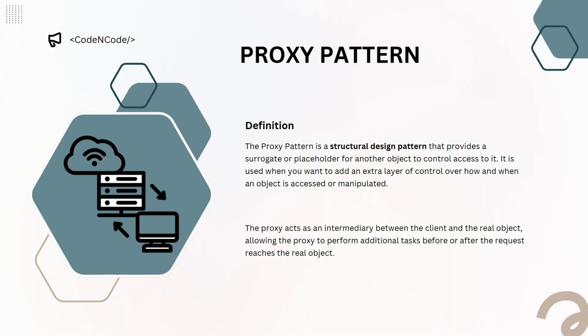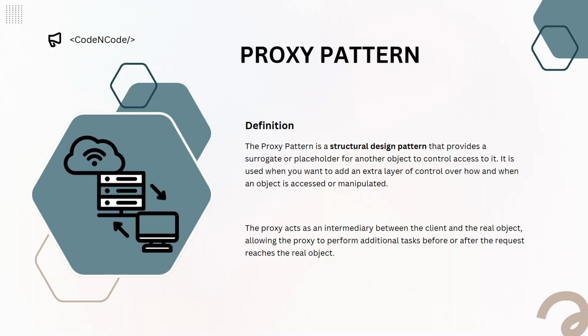So you write another class that is the proxy. So instead of directly interacting with the real object, the client interacts with the proxy, and the proxy interacts with the actual object, right? So the proxy acts as an intermediary between the client and the real object, allowing the proxy to perform additional tasks before or after the request reaches the real object.